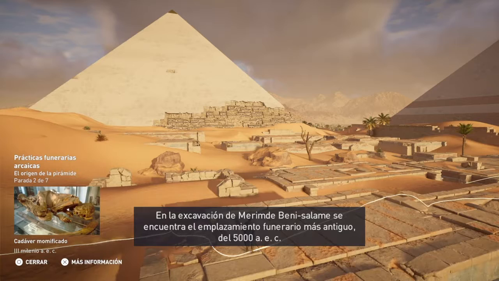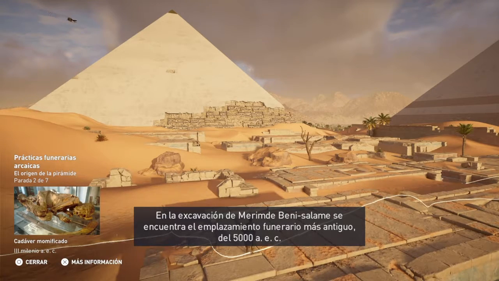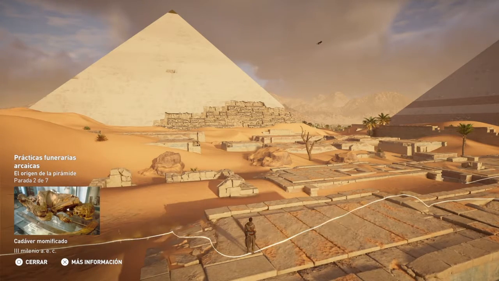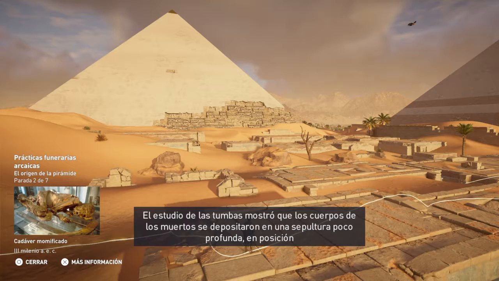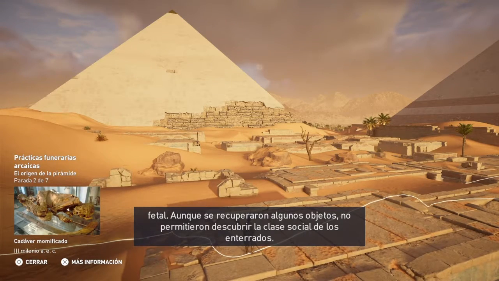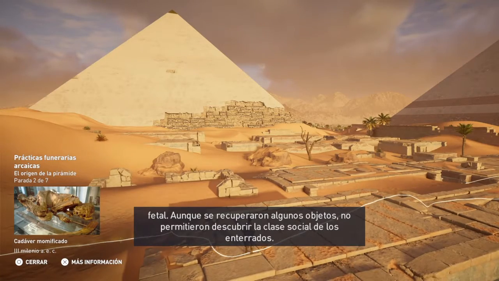It is on the site of Merimde Beni Salome in Lower Egypt that we find the oldest funerary site, dating back to 5000 BCE. Study of the tombs revealed that the bodies of the deceased were deposited in a shallow grave, in a fetal position. Though a few objects were recovered from these graves, they offered no insight as to the social class of those interred within.